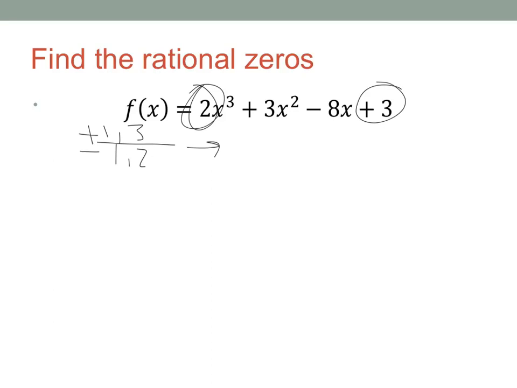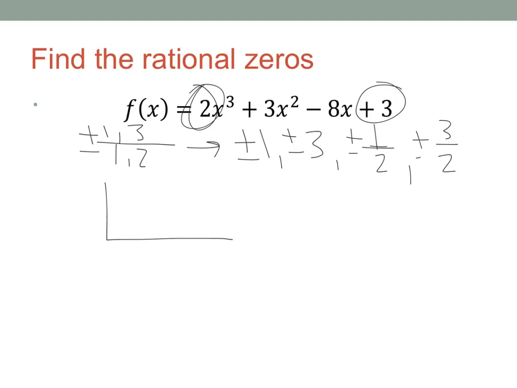So I do 1 over 1. Okay, so I'm going to take, for example, 1 right there over 1, and that gives me plus or minus 1. 3 over 1 is 3. And then what I also have to do is take this 1 over 2 and 3 over 2. So I do have fractions in this. So, for example, I have plus or minus 1/2 and plus or minus 3/2. Okay, so what we're going to do, we're going to test these out again.